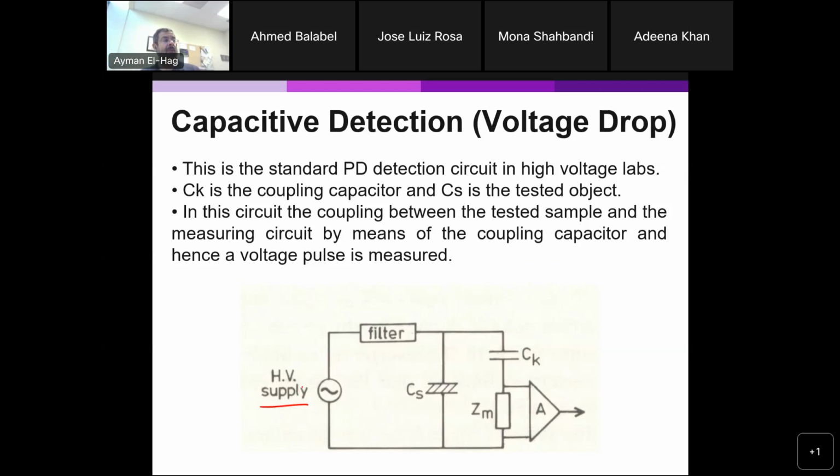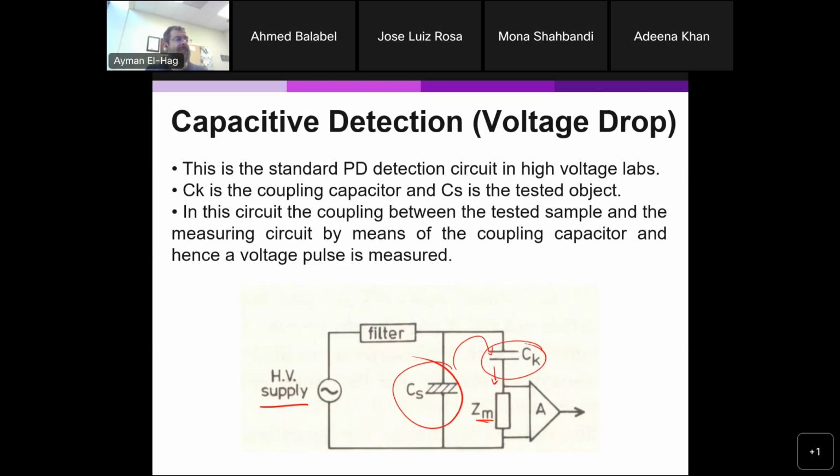Here we have the high voltage supply, so you apply your high voltage. Actually, there is a filter to remove any noise from the supply signal. Then you have the CS. CS is the test object. This is what you are testing. And then there is a CK. CK is the coupling capacitor. It couples any discharge that happens here. It is decoupled using that capacitor, and then you will have a current here. You have an impedance. You measure the voltage drop across the impedance, take it to the measurement system, and that is basically what you measure.